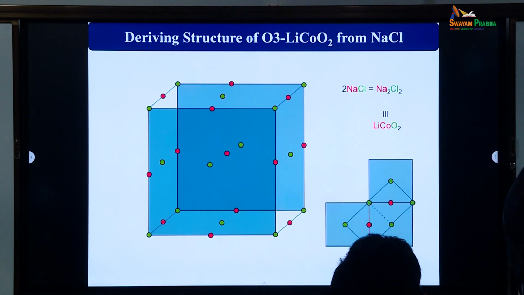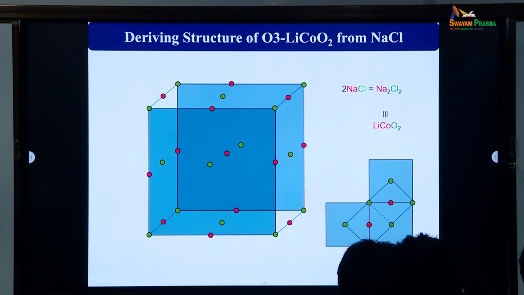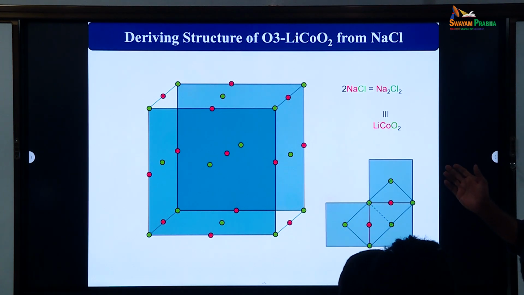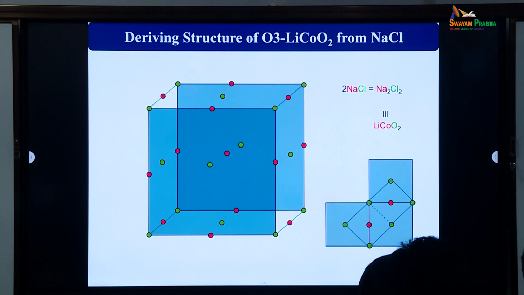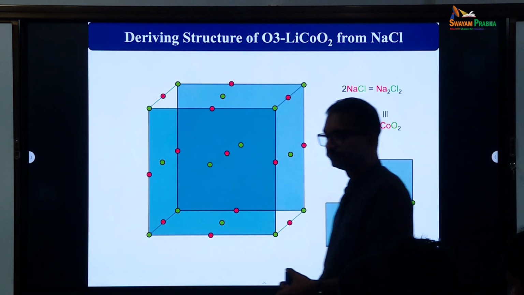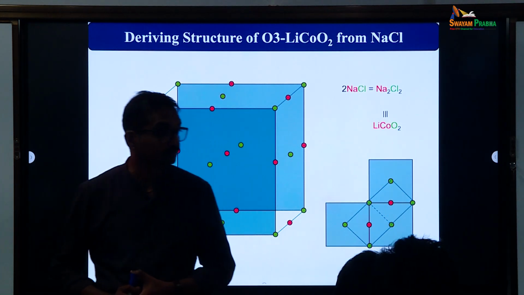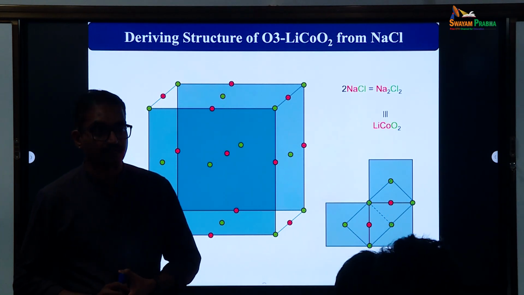Now with this we will stop the first session. You can see I have redrawn that sodium chloride structure. All the red atoms are your oxides. Where are they? Corner and face center.